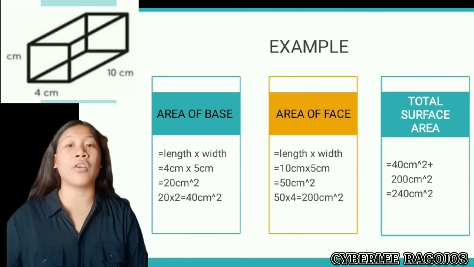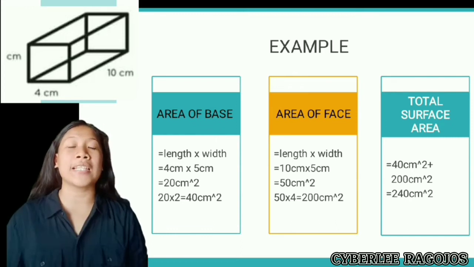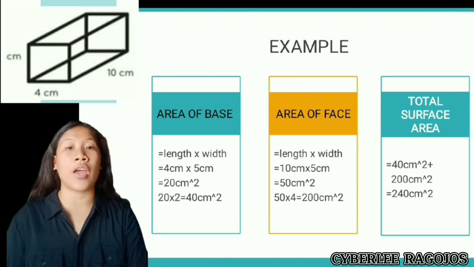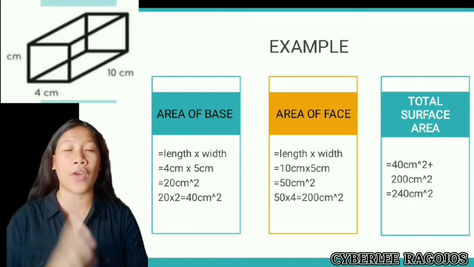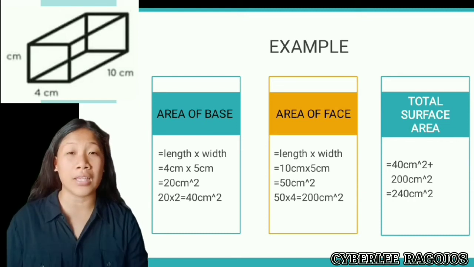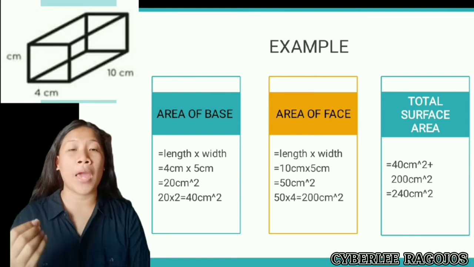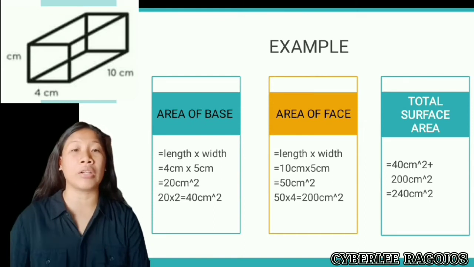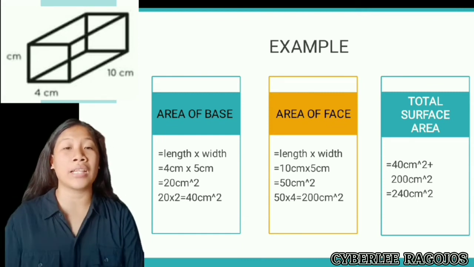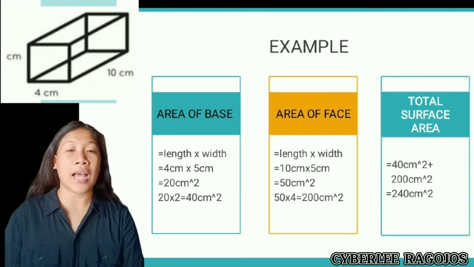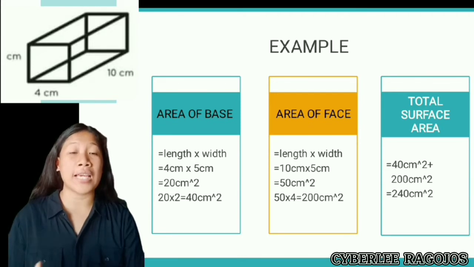Let's proceed to the fourth step. So, yung last step natin is add up all the areas. The final step is to add all the areas, which is yung nakuha natin sa una, yung area of base tapos area of face, kailangan nating pag-addin. So, yung nakuha natin sa area of base is 40 cm squared. And we will need to add it to 200, kasi yun yung nakuha natin kanina sa area of face, which equals 240 cm squared.